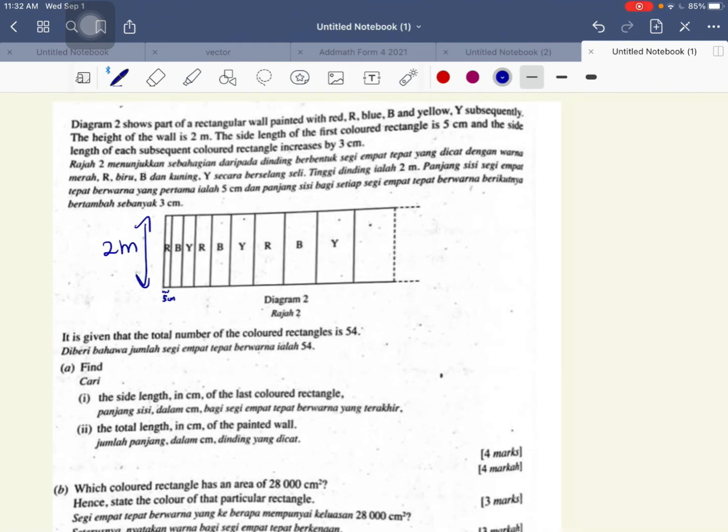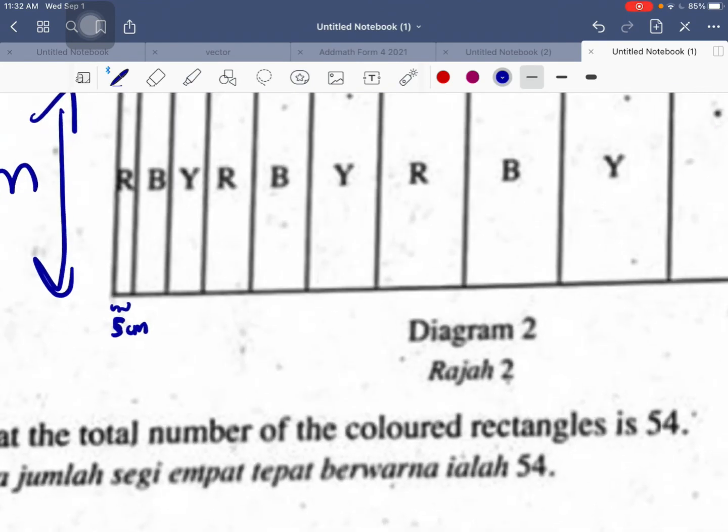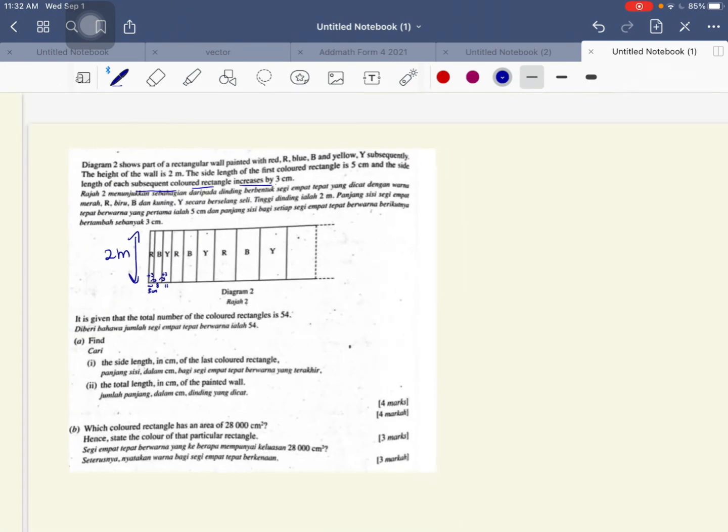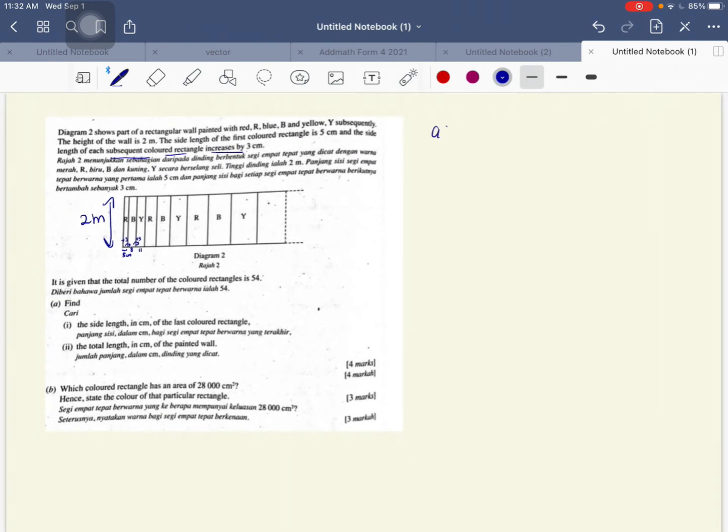Okay, and the next one is, the side length of each subsequent colored rectangle is increased by 3. So we know that if this is 5 cm, the next one will be increased by 3, so this will be 8 cm. Increase by 3 more, then this will be 11 cm. So from this we know that our A is actually 5 and our D is equal to 3, because it increases by 3 after each rectangle.